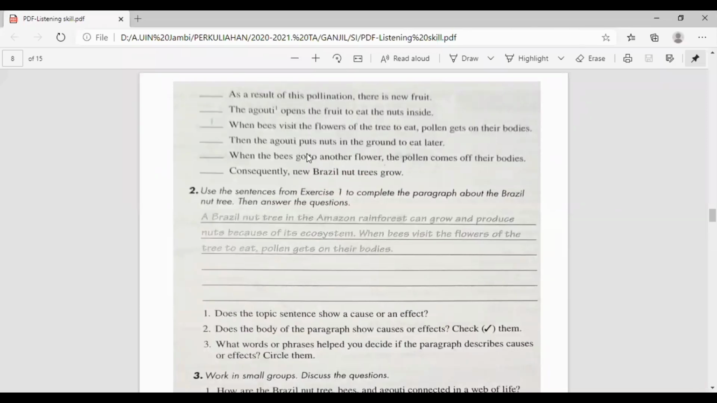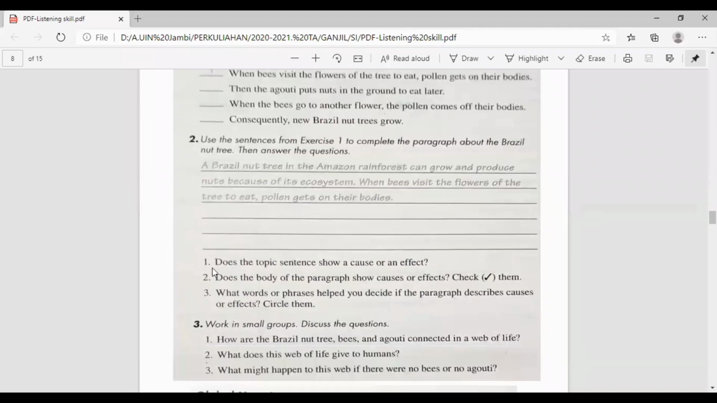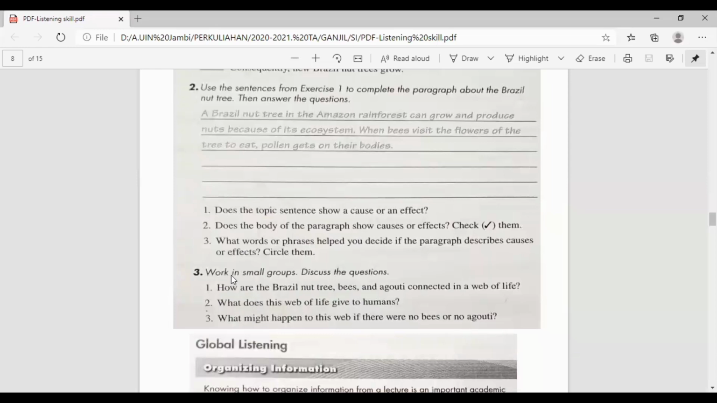After you put the sentences in order, please complete this paragraph about the Brazil nut trees, so it has full information about the Brazil nut tree. After that, please answer the questions from number 1 to number 3. It's really important to practice and train your critical thinking before you listen. After that, guys, try to answer exercise number 3.